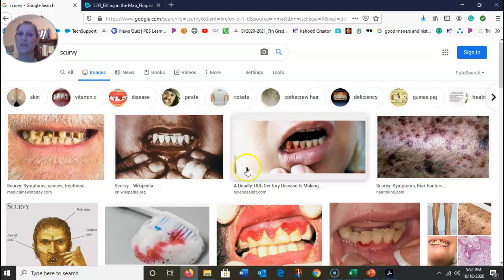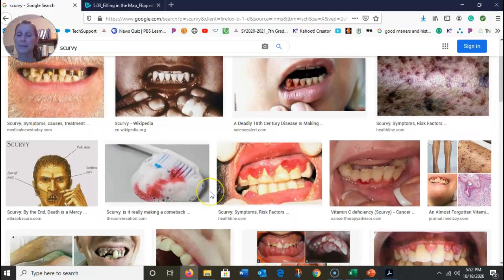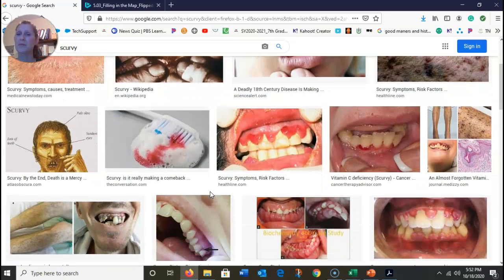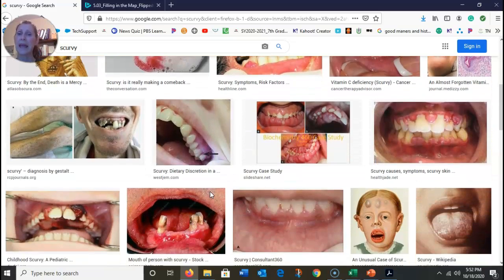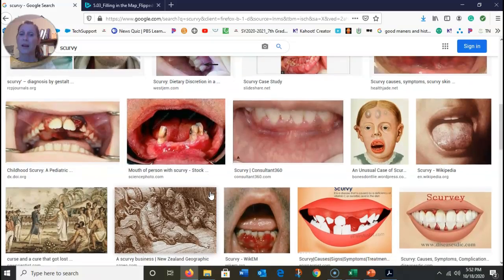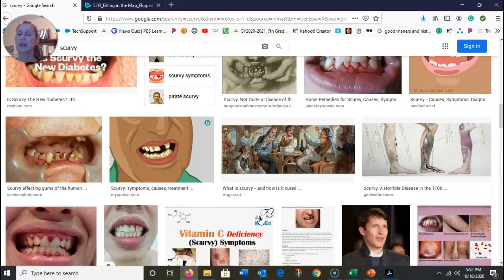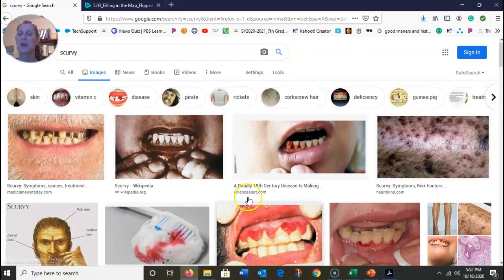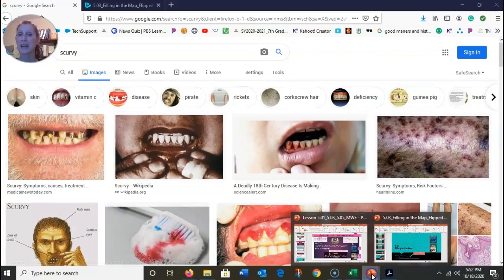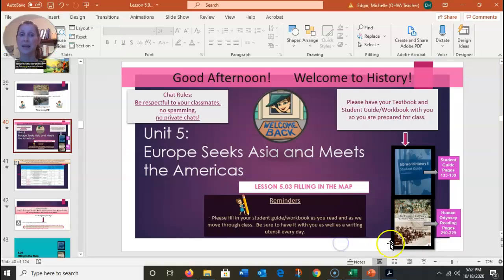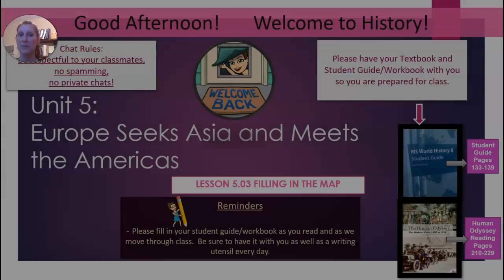These are pictures of scurvy, which is really kind of gross. But scurvy is basically when you don't get enough vitamin C and basically your gums start to rot. And you can see these are pictures of scurvy. You lose your teeth, your gums start to rot, et cetera, et cetera. So scurvy was not pleasant, not anything that was good by any means.